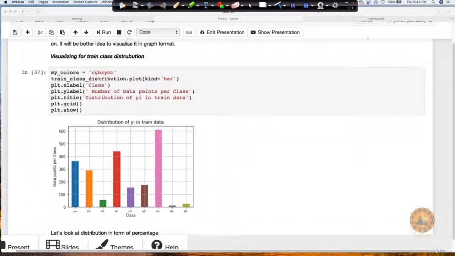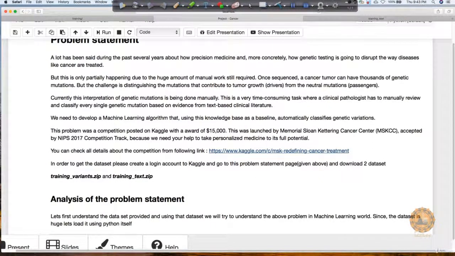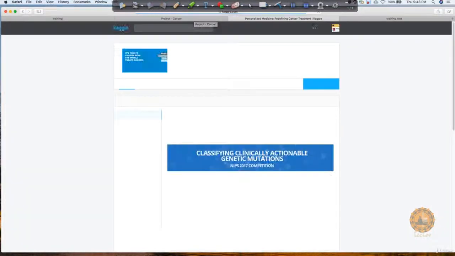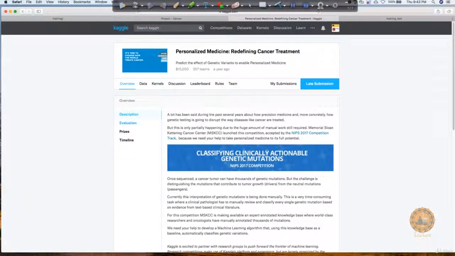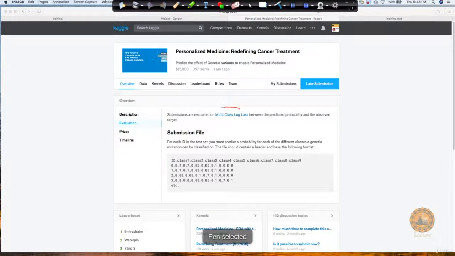Now, for this, we have to again go back to the Kaggle page. So I'm going to go on the top, click on this Kaggle link once again. Now, when we look at this, you will notice there is something called evaluation. Let's click on this. This is where you need to see what criteria they have kept. You can see that they have clearly mentioned this is going to be evaluated on multi-class log loss.